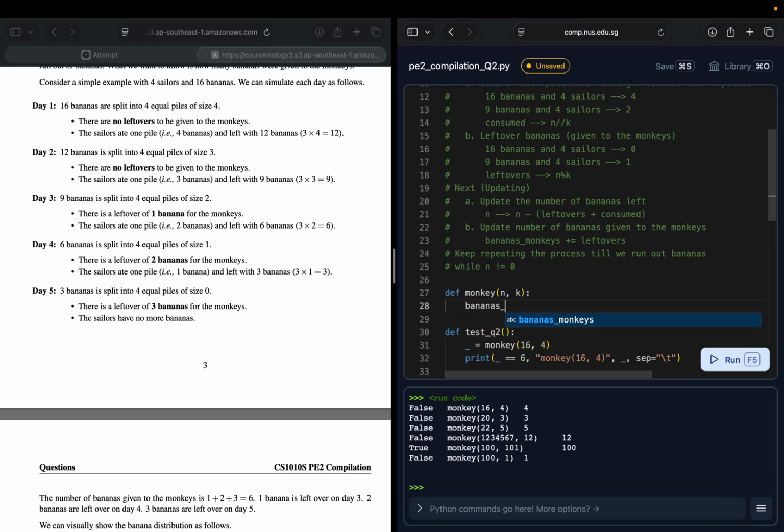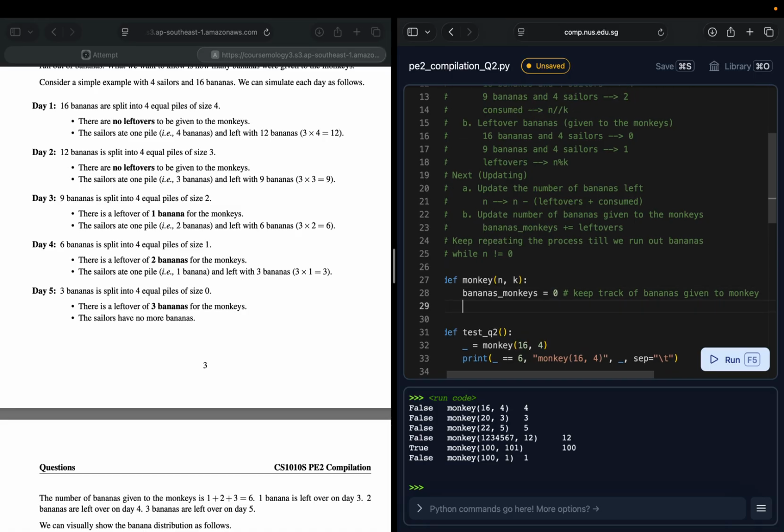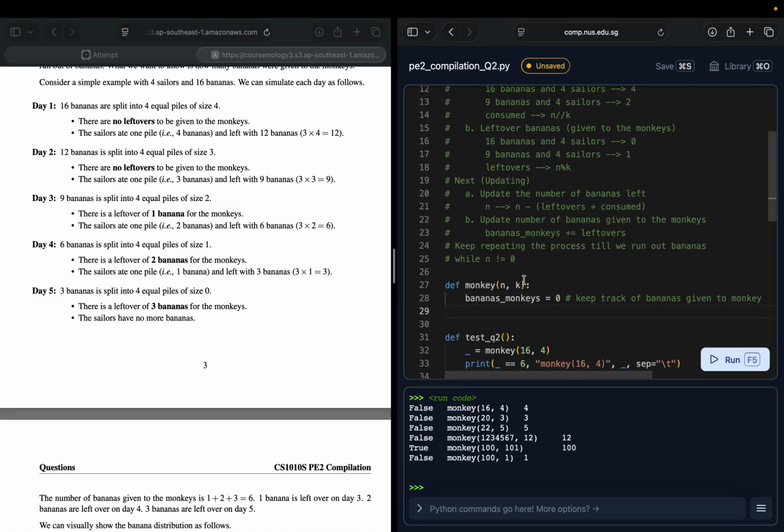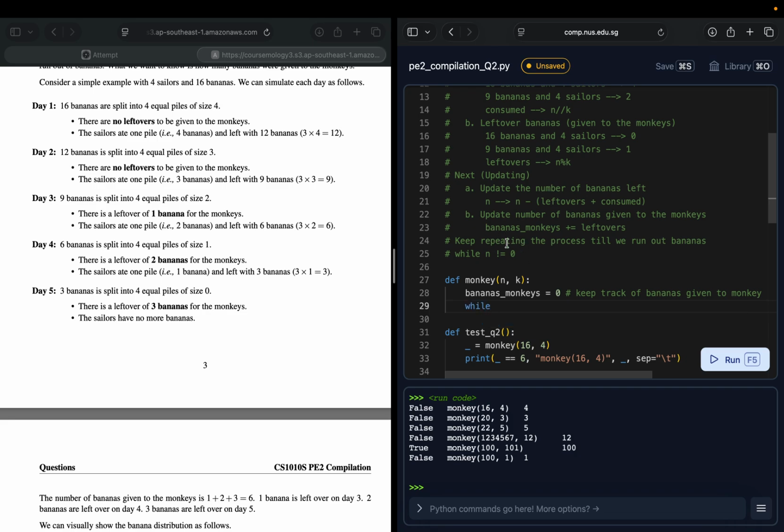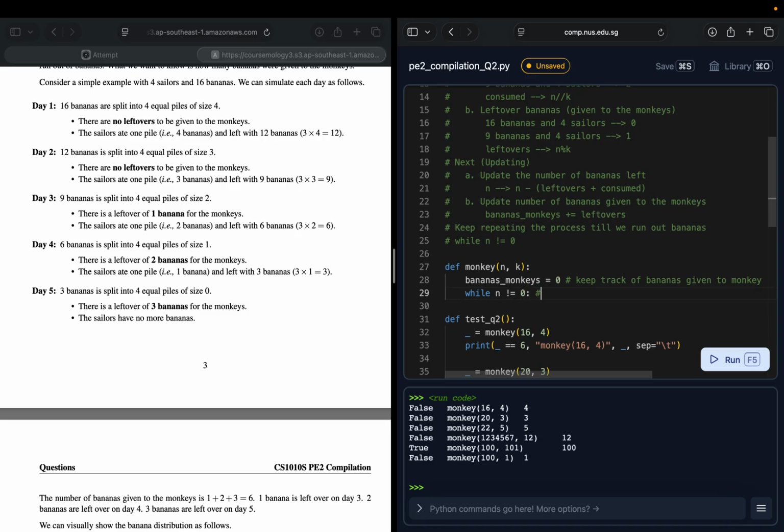So our variable to keep track of the number of bananas given to the monkeys is bananas monkey. I know I'm not very innovative with the variable name, but we move ahead. Again, we already know what kind of loop we need to use: while n is not equal to 0, so basically till we run out of bananas.